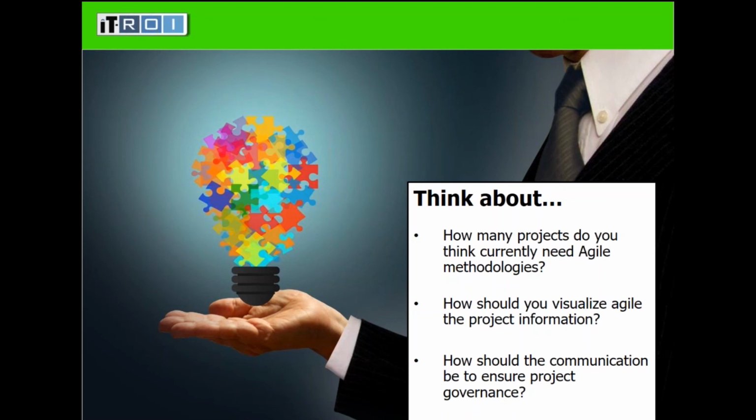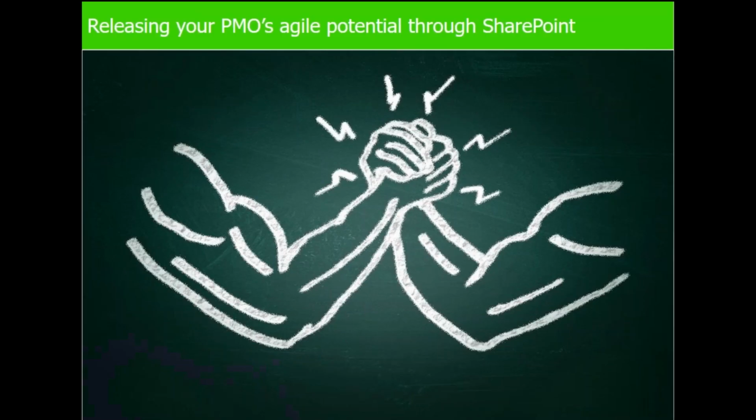So I'm just going to put a couple of notes here, on things that you want to think about, right? How many projects do you think currently need Agile methodologies? So out of all the projects that you do, how many could you do in an Agile format? How should you visualize Agile in the project information? And how should the communication be to ensure that there's project governance, right? At the end of the day, it's how do you govern your Agile team to be able to report to your executives on that time and data?